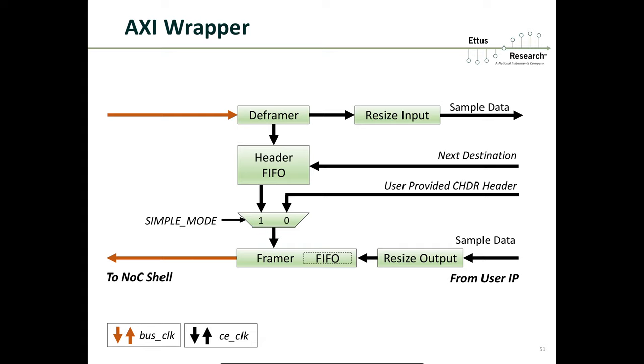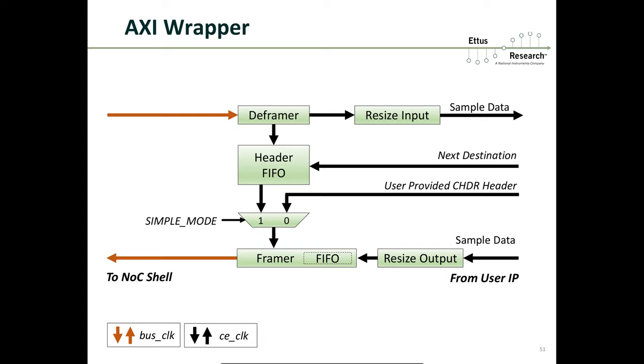Now, why do we need this one-to-one ratio? Well, the header FIFO here is the clue. For every incoming packet, we strip off the header and we put it in this FIFO. And then for every outgoing packet, if we're using simple mode, we put that header back on with some slight modifications. One, we can see this next destination, which would be that next destination stream ID coming out of NoC shell, coming into the header FIFO here to replace the destination stream ID in the header packet.